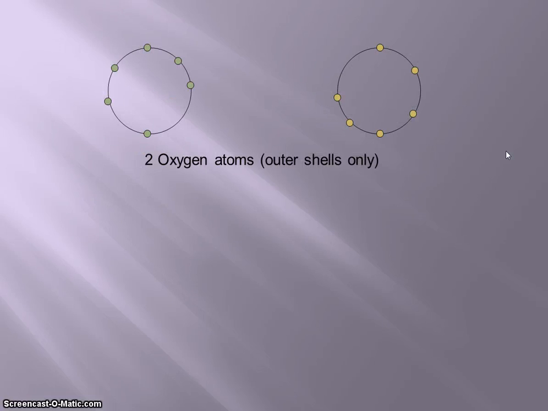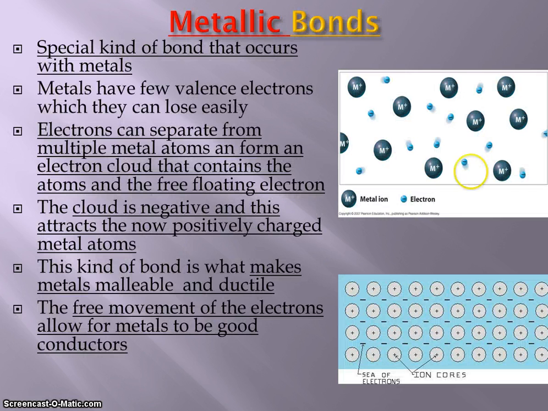Same thing can happen between oxygen. There's our outer shells, just our outer shells, right? And these oxygens, they're going to share 2 to make them feel full. They're going to share 2 electrons. It can happen. Once again, still a covalent bond.